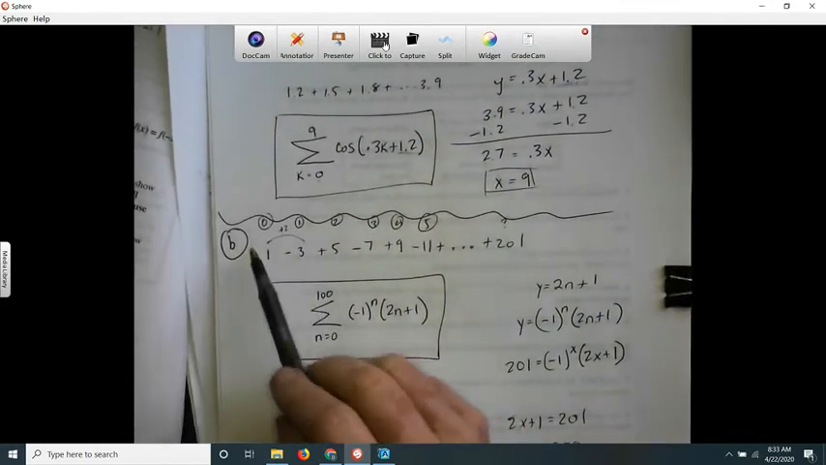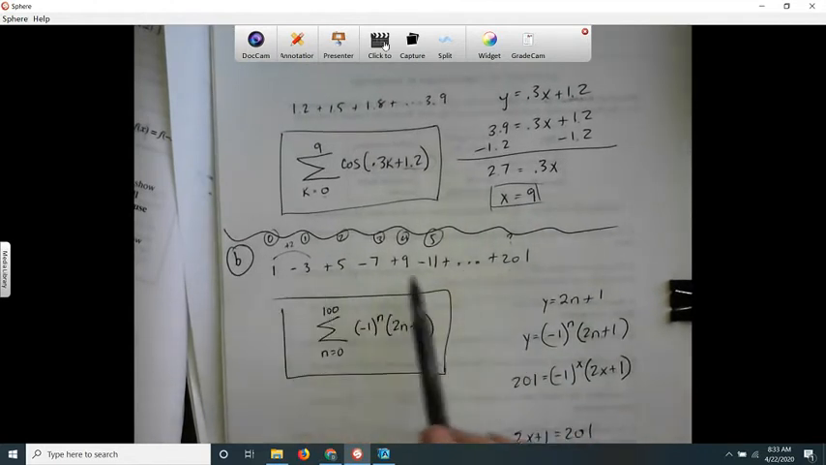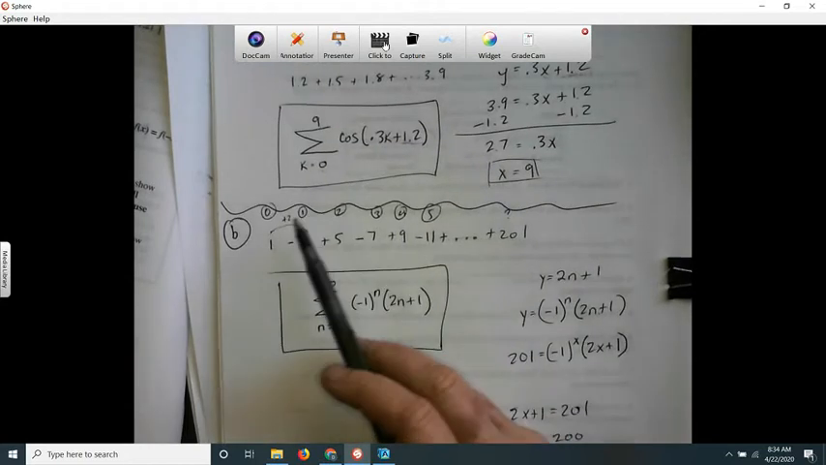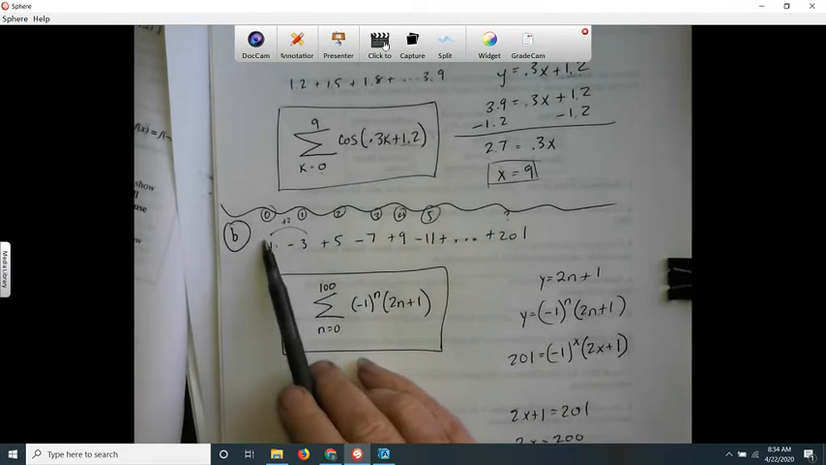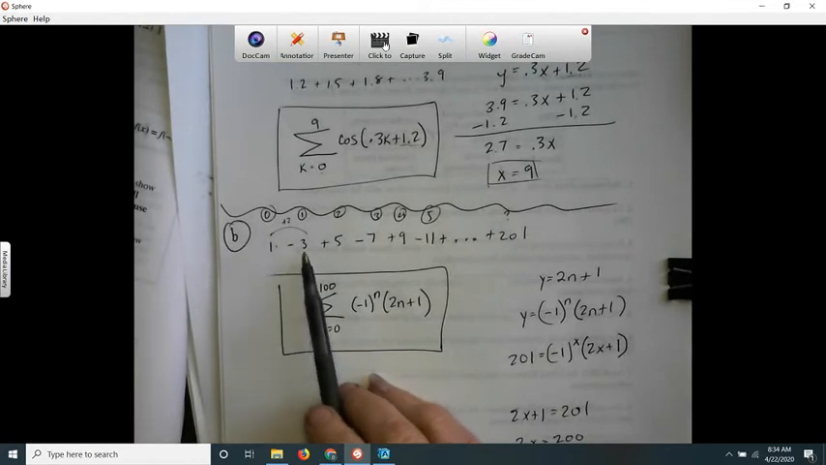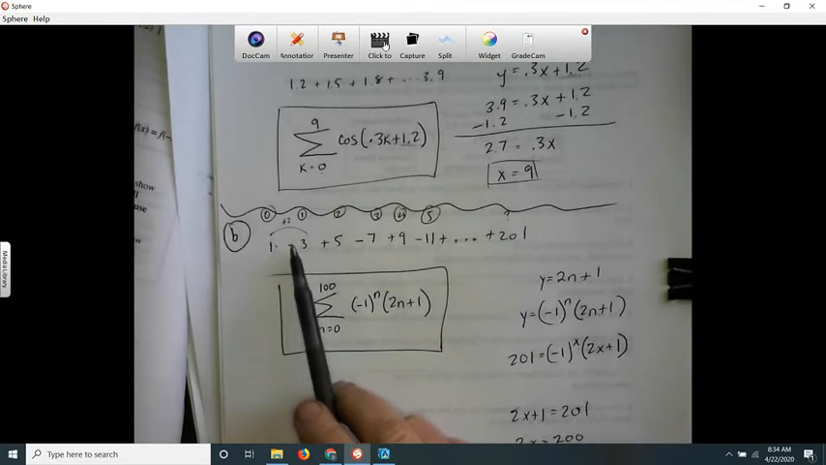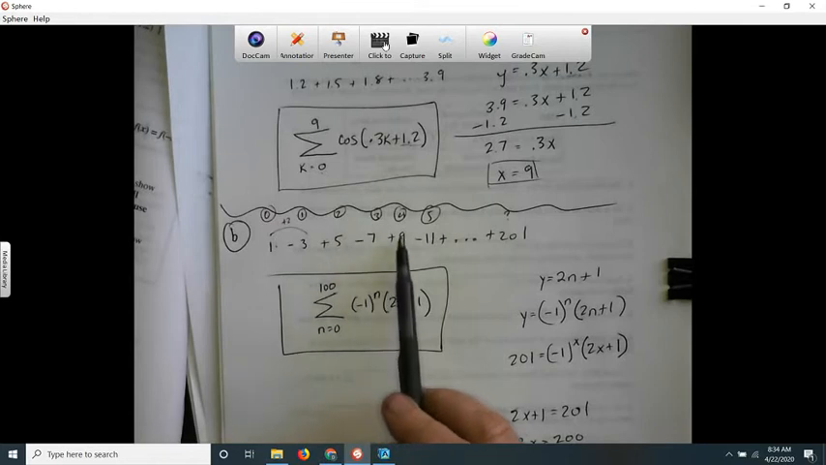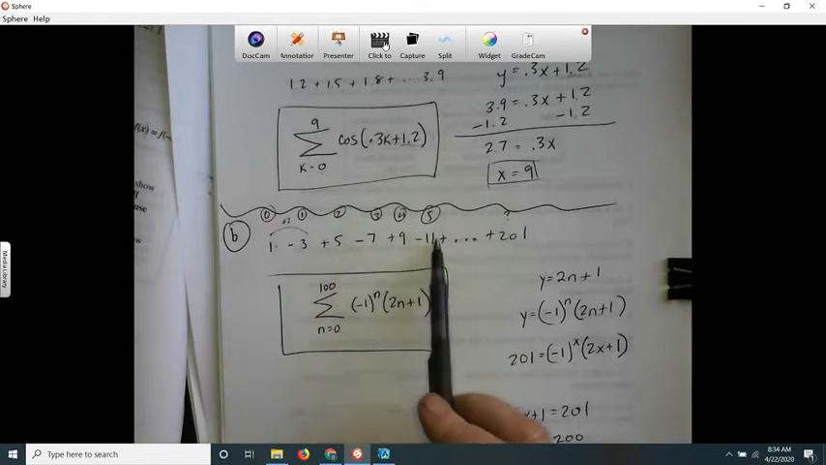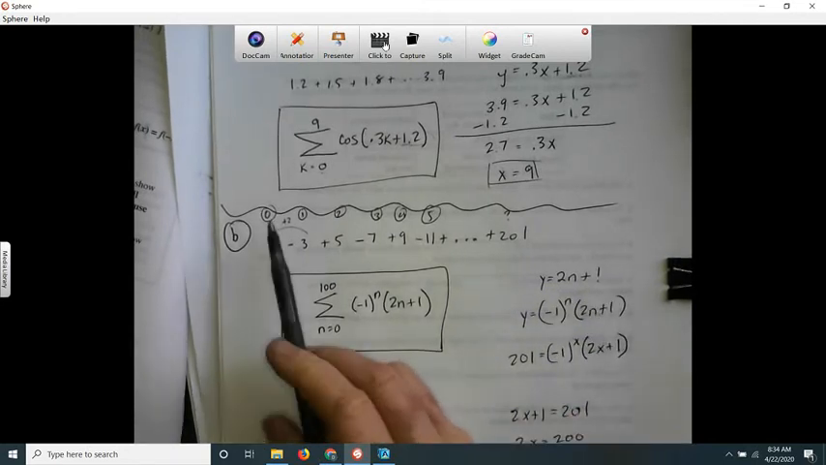So, then on letter B, it's just got these numbers, and the thing that might be confusing about this is that the signs are changing. So I'm just going to look first at just the absolute value of the number. It looks like it's adding 2. I know the signs are alternating, but it's just adding 2 each time. So I wrote y equals 2n plus 1. I'm letting the 1 be the 0th term.